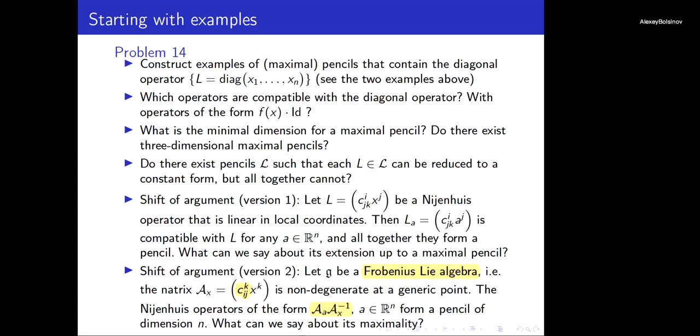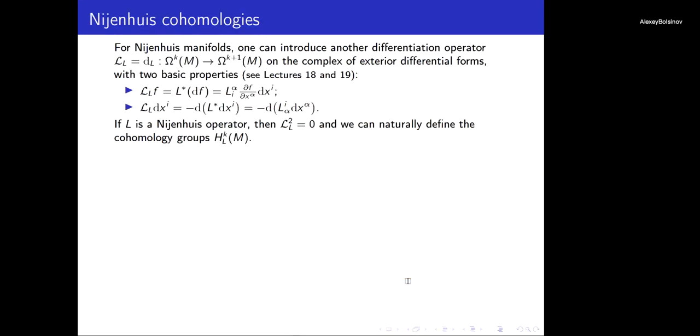These are basically all the examples of Nijenhuis pencils I know, but I do not quite understand whether they are maximal or not. How this maximality property is related to the properties of this left symmetric algebra or this Frobenius-Lie algebra is not clear. Okay, Nijenhuis cohomologies, that's another big topic. Let me first remind you how we define these cohomologies.